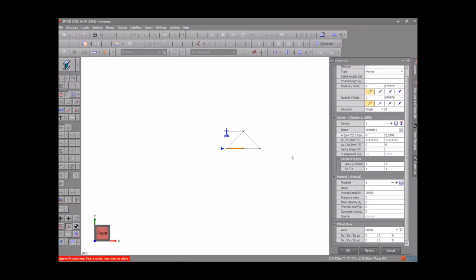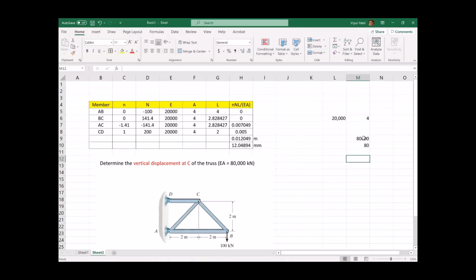Anyway, let's see. So that's 20,000. Otherwise, this is in the millimeters, that is in the Newtons. So you got 80,000 in the Newtons and you divide it by 1000. So this one divided by 1000 gives you 80. So you need to multiply by 1000. So you got 80,000.